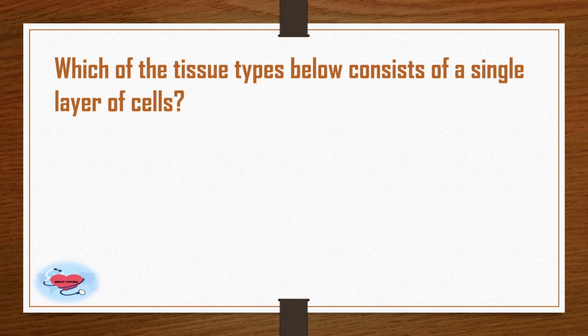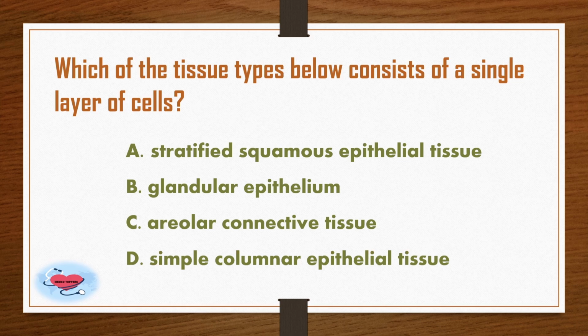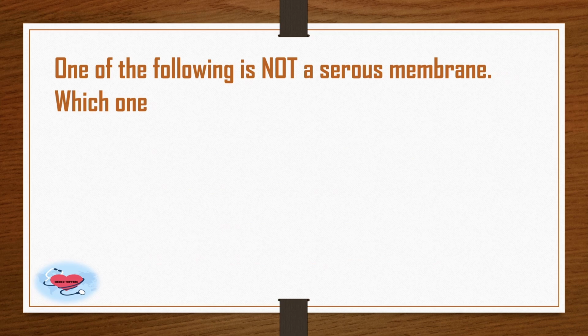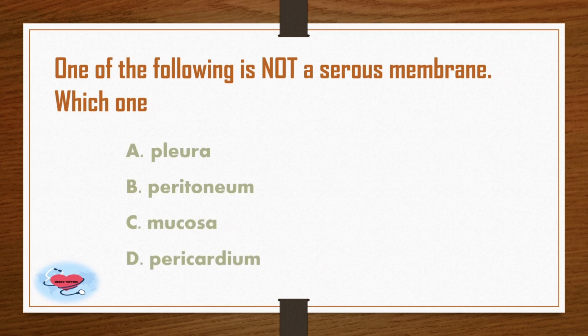Which of the tissue types below consist of a single layer of cells? Answer is option D. The word simple indicates a single layer of cell. Stratified means several layers of cells. So answer is D. One of the following is not a serous membrane. Which one? Pleura, peritoneum, mucosa, or pericardium? Answer is mucosa. Mucosa is a mucous membrane and that secretes mucus.